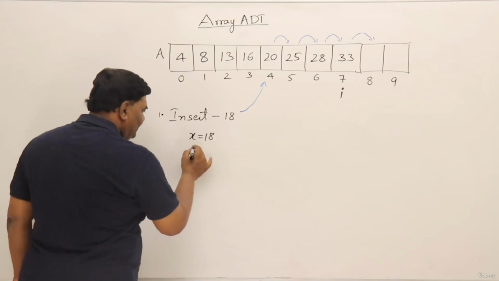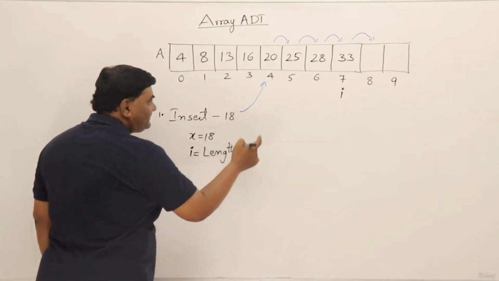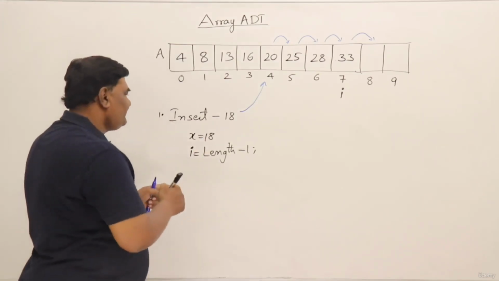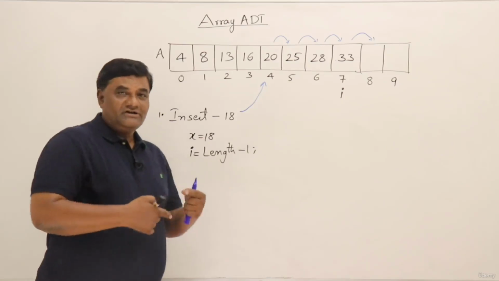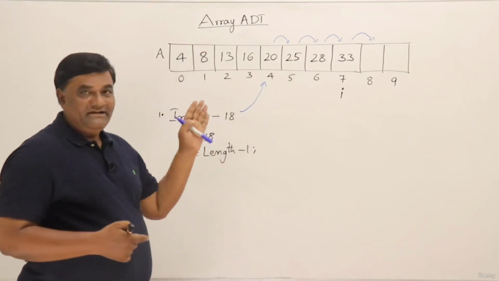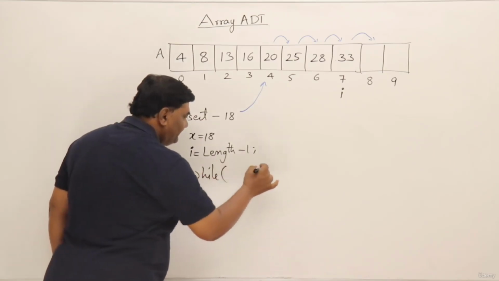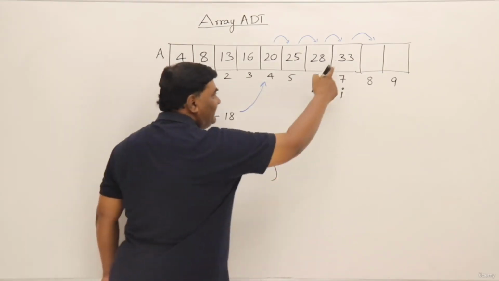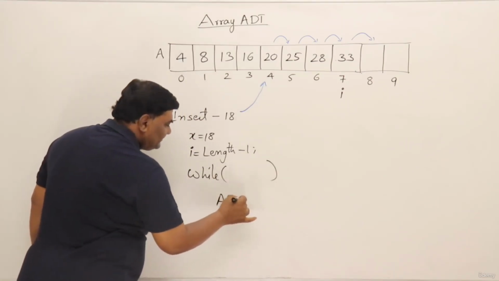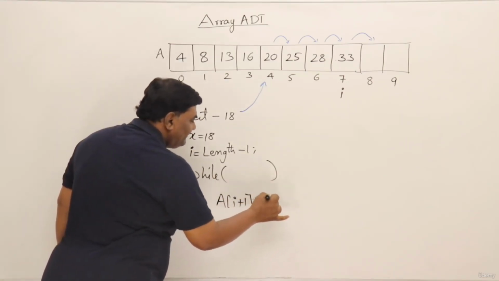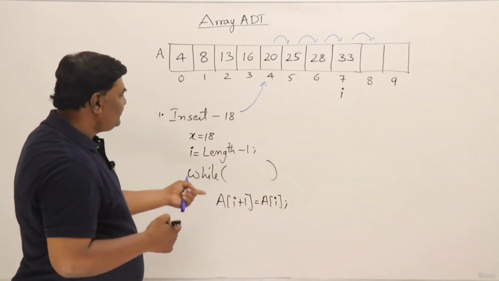Let us call I as length minus 1. Length is the number of elements in the list, that is 8. So 8 minus 1, that is 7. So I starts from 7. Now repeatedly I have to go on shifting the elements, so I will use a while loop. To shift an element, a of I should be copied at a of I plus 1. So a of I plus 1 should contain a of I. So I have to shift. This shifting has to be done repeatedly.